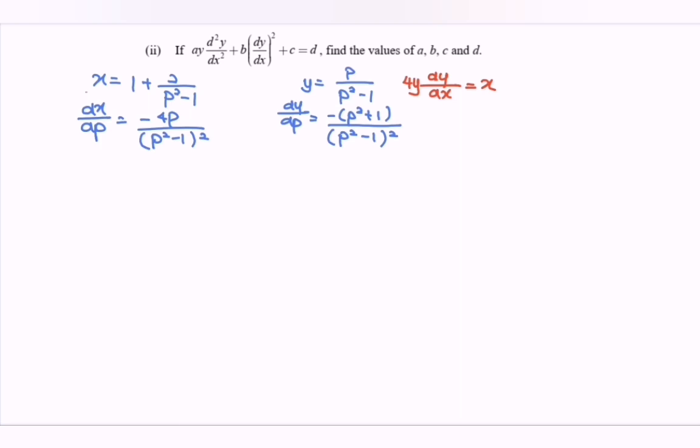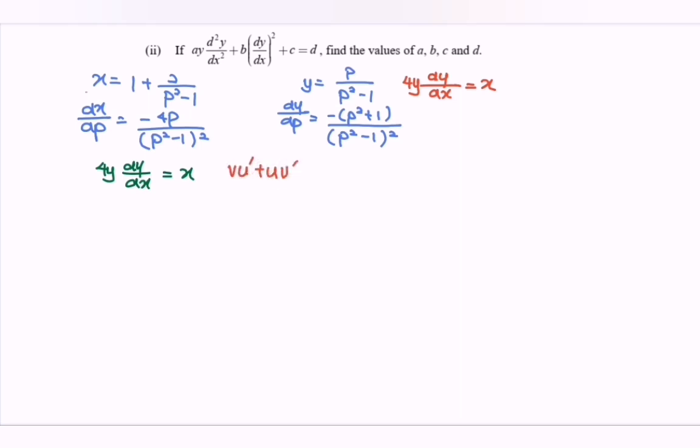Continue. If a times y multiplied with the second derivative plus b times the first derivative squared plus c equals d, find the values of a, b, c, d. Notice that we are going to find the second derivative, so differentiate the situation with respect to x. Here we have 4y dy/dx equals x. Differentiate the situation, making use of the product rule: v u prime plus u v prime.